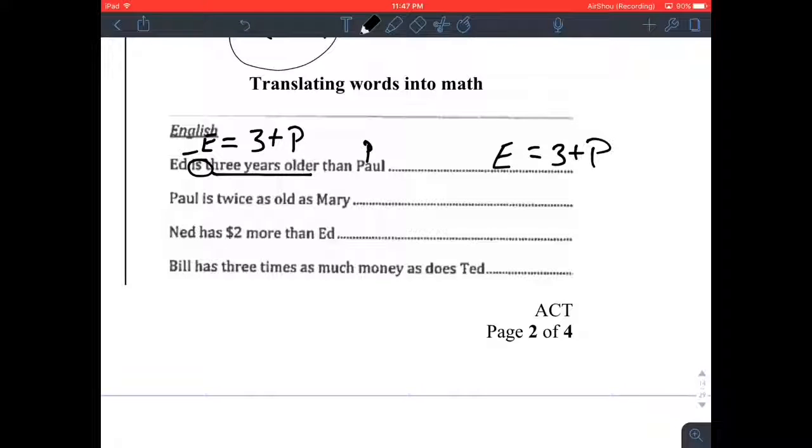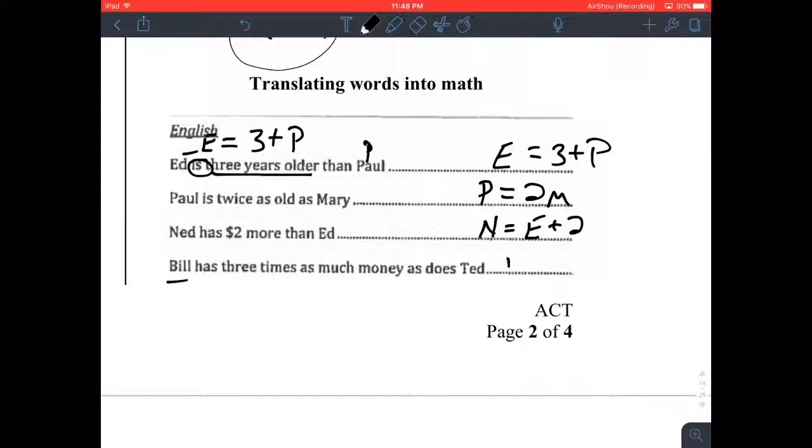Easy peasy. Paul is twice as old as Mary. Ned has and is are the same thing essentially, different parts of speech. Different tense, I should say. Same parts of speech, different tense, I believe. I haven't had an English class in a long time. Ned has $2 more than Ed, so whatever Ed has, Ned has $2 more.